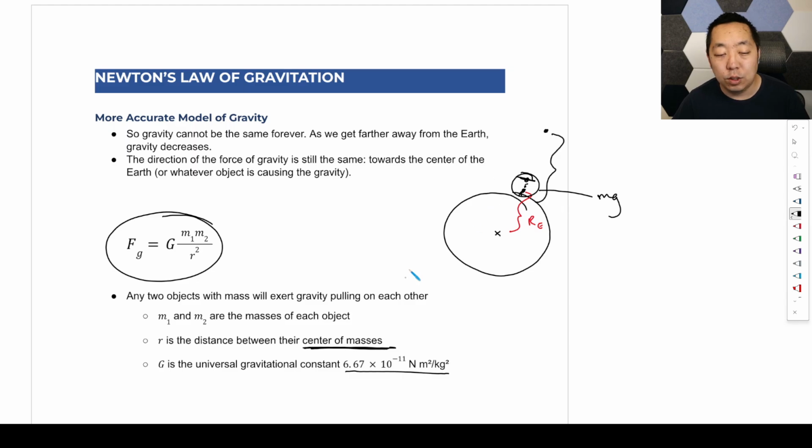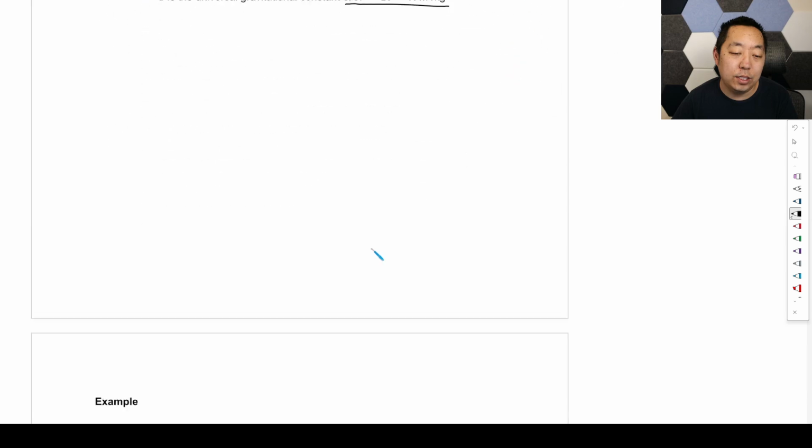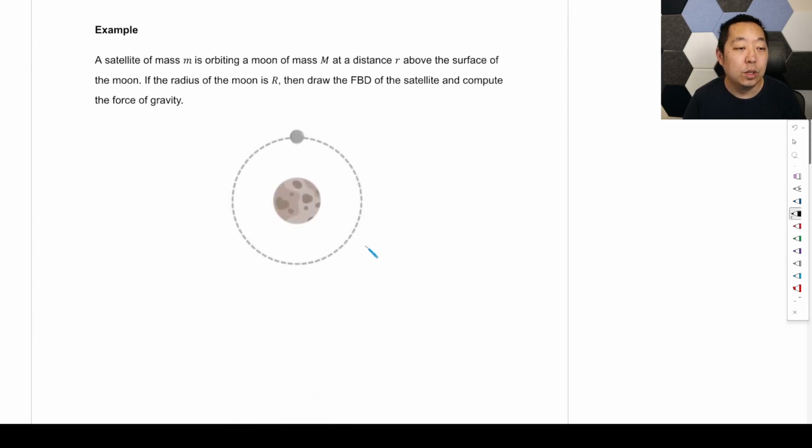Okay, so the only difference now is that formula. Let's look at some examples. We have a satellite of mass little m orbiting a moon of mass capital M at a distance r above the surface of the moon. So the distance here is r. The radius of the moon is capital R. Draw a free body diagram of the satellite and compute the force of gravity.